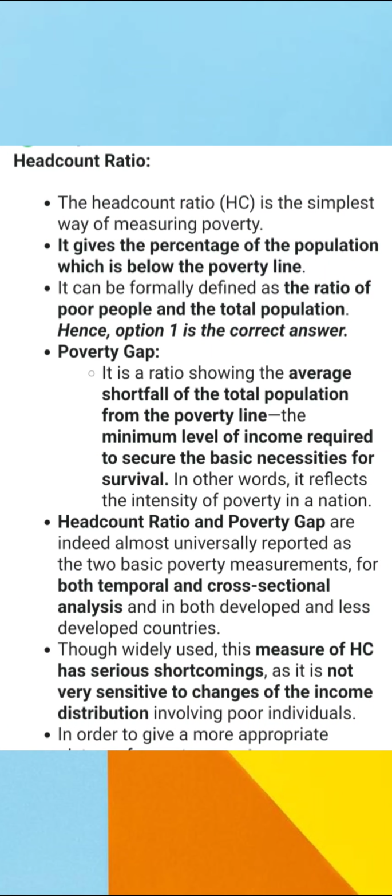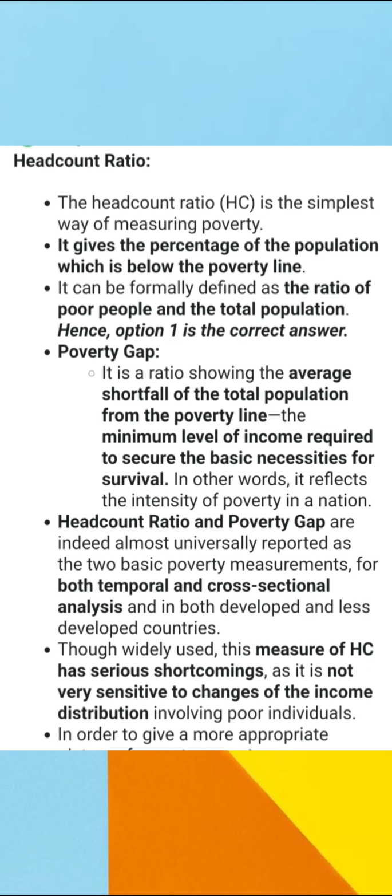Head count ratio. The head count ratio, HC, is the simplest way of measuring poverty. It gives the percentage of the population which is below the poverty line. It can be formally defined as the ratio of poor people and the total population.